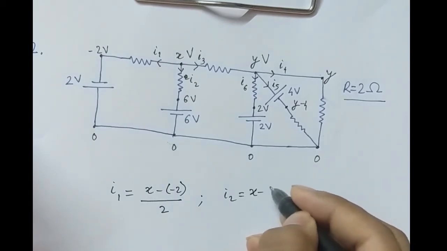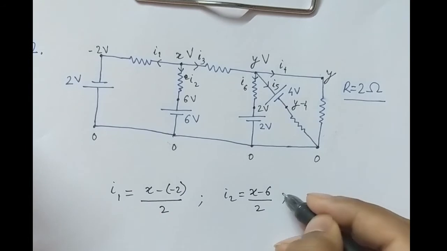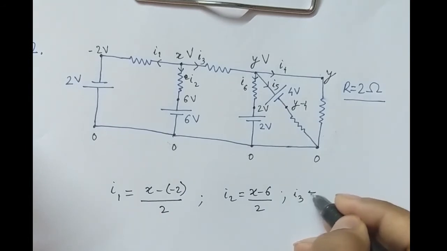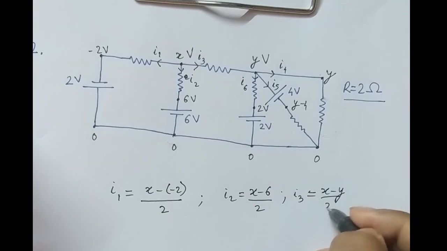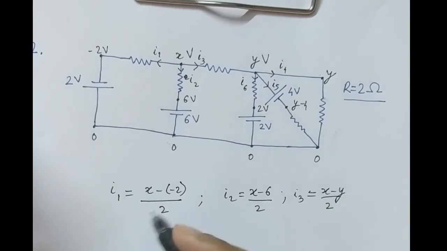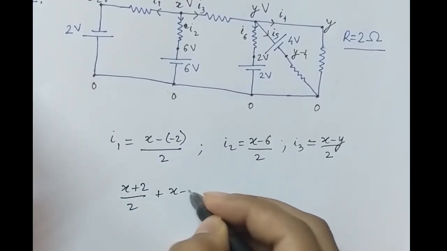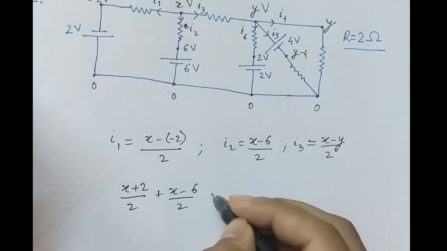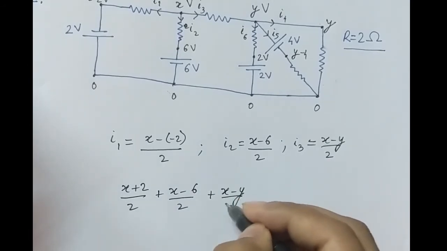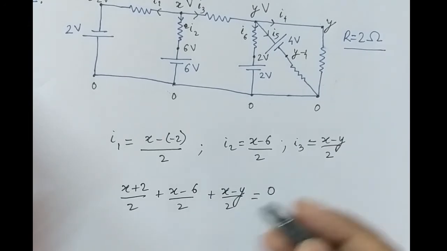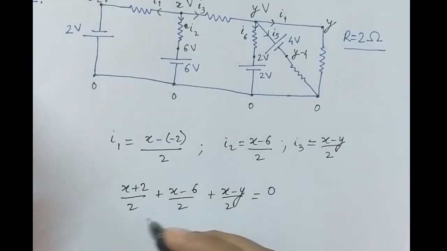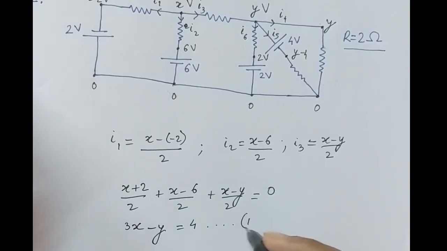I2 is equal to (X minus 6) divided by 2. And I3 is equal to (X minus Y) divided by 2. So all these currents add up to give me 0. So you have (X plus 2) divided by 2 plus (X minus 6) divided by 2 plus (X minus Y) divided by 2 should be equal to 0. So again we can calculate, this will give me the equation 3x minus y is equal to 4. This is my equation number 1.